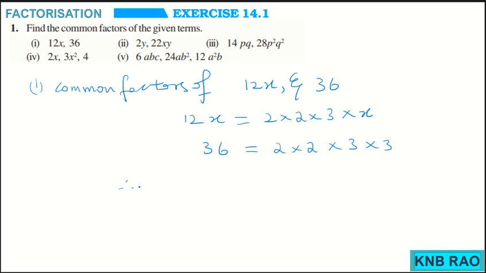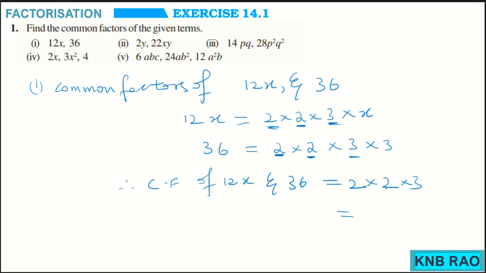Now, the common factors of 12x and 36 is 1 2, because it is common, and second 2 because that is common, and 1 3, and x is not there in both, this 3 is not there in both. Therefore, it is 2 2s are 4, 3s are 12. So, 12 is the common factor. This is the procedure of finding.